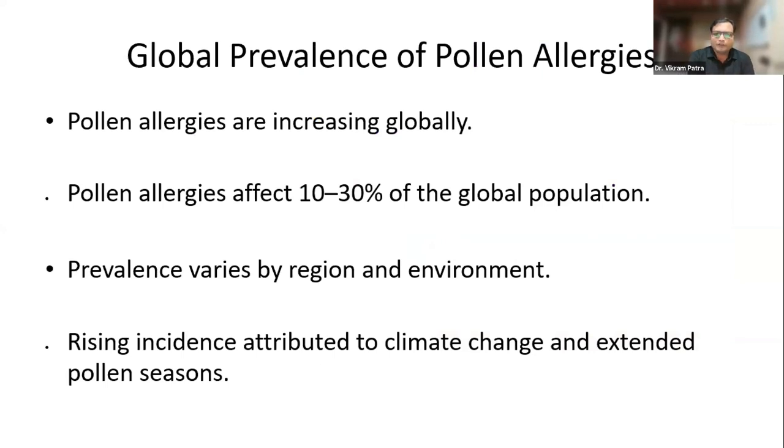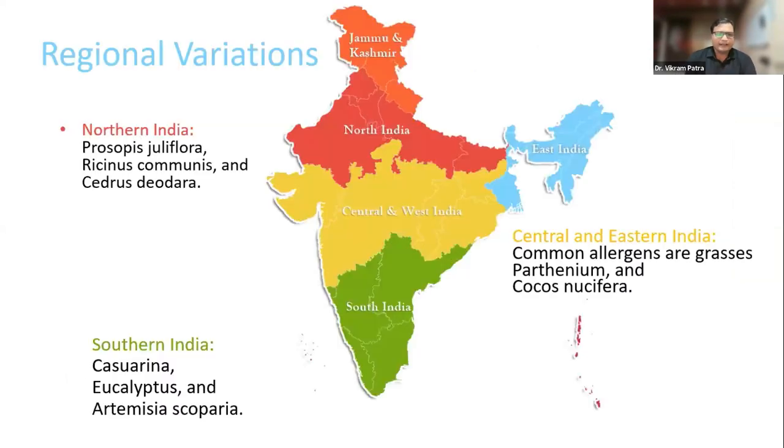So, coming to the prevalence, pollen allergies are increasing globally, as we know. Pollen allergies affect approximately 10 to 20% of the global population, and prevalence varies by region and environment depending on the vegetation there. Rising incidence is attributed to climate change, extended pollen seasons, and environmental pollution also. When I mention regional variation, in India also we have different regions, and according to the different regions we have different pollens which are widely found.